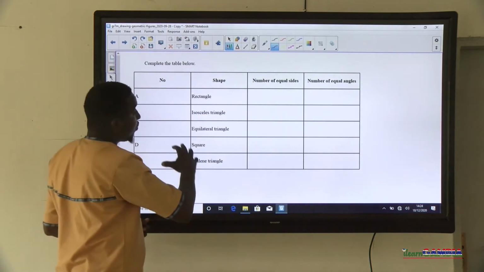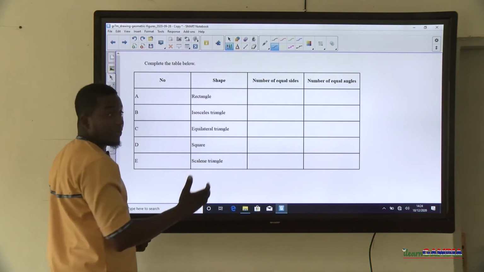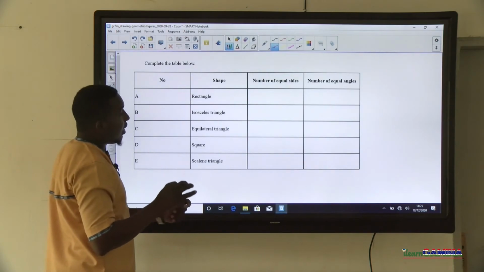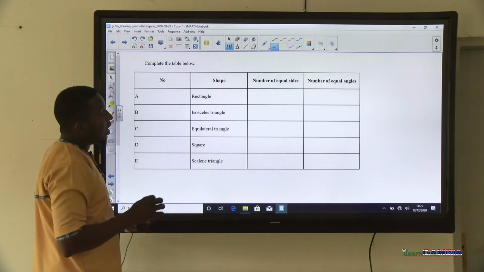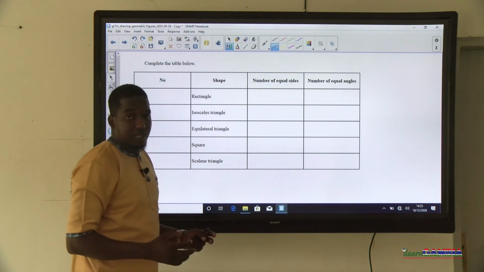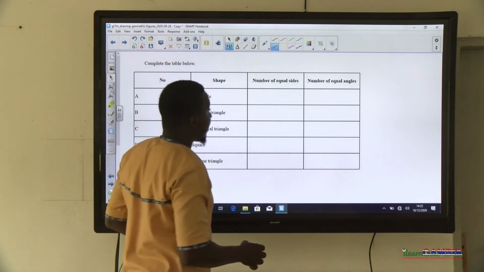So I will have to draw all these shapes when we are dealing with them so that we can establish the number of equal sides that they have and the number of equal angles that they have. We will start with a rectangle.